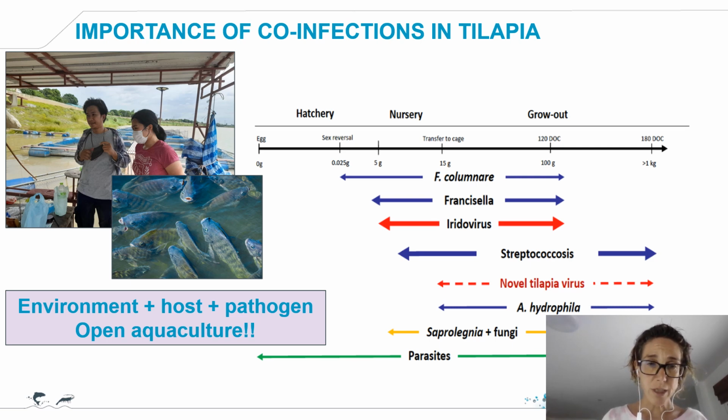For example, this is some information from Thailand collected by Kasetsart University, where we can see that some pathogens like Flavobacterium columnare can start from the hatchery period until mid-grow out. And it's normally combined during the hatchery and nursery with Francisella and iridoviruses. Later on, depending on the season, but during the hot season, it's also sometimes found together with Streptococcus and Aeromonas hydrophila. And of course, external parasites, monogeneans and protozoa can be found in our animals all along the production system, together with fungi and these bacterial diseases.